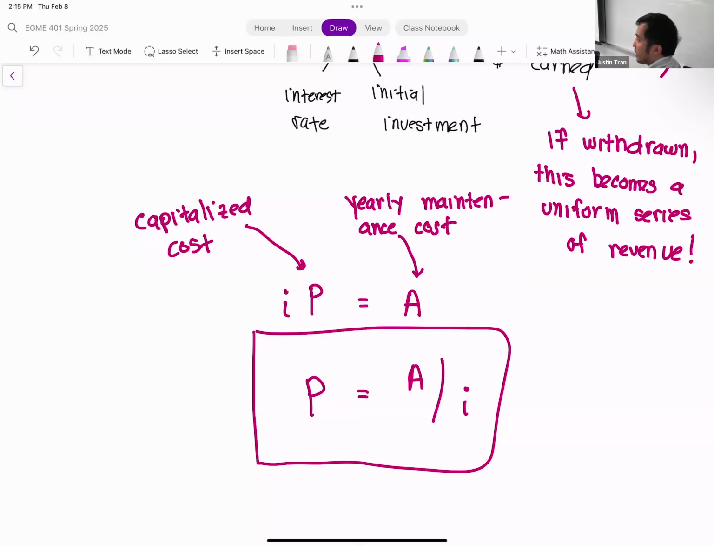Any questions on this? All right. So when we come back on Tuesday, I'll do just a quick example with that. Then we'll wrap up everything with present worth analysis, and then we'll move on to the next topic, which is annual cash flow now.